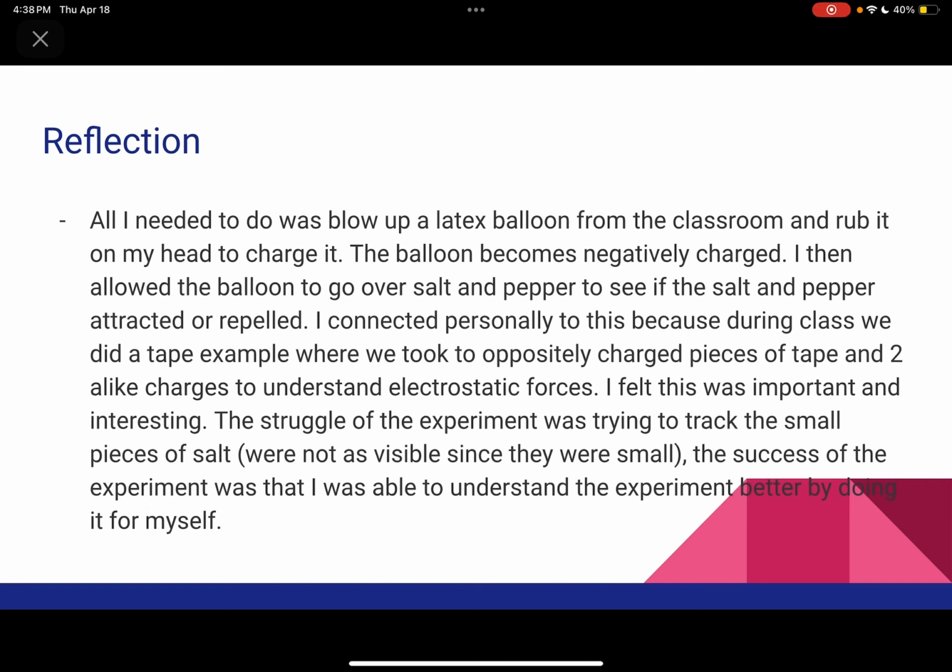Now the struggle was to track it. I tried to use Tracker initially to track the pieces of salt and pepper on the balloon, but the pieces were too small, so I animated it using code, using Coulomb's law as well.